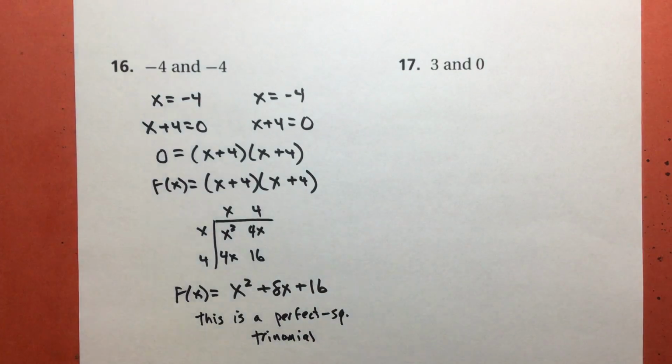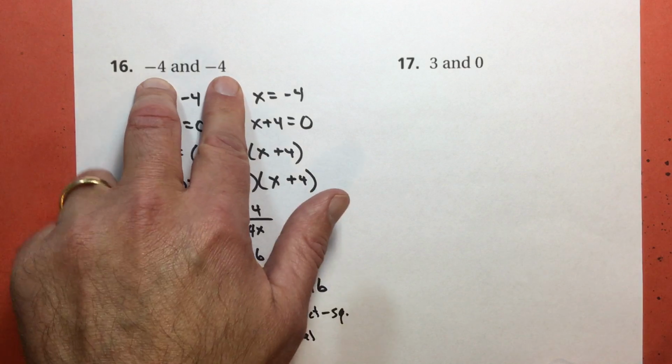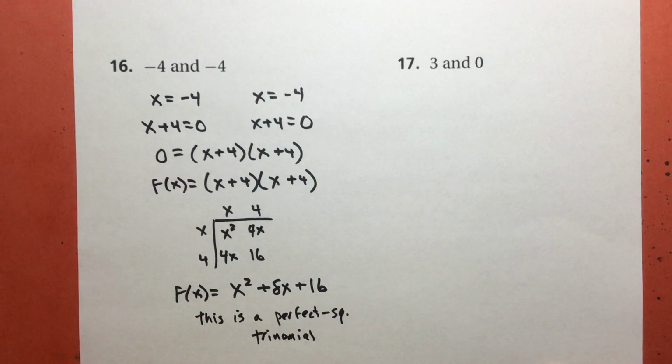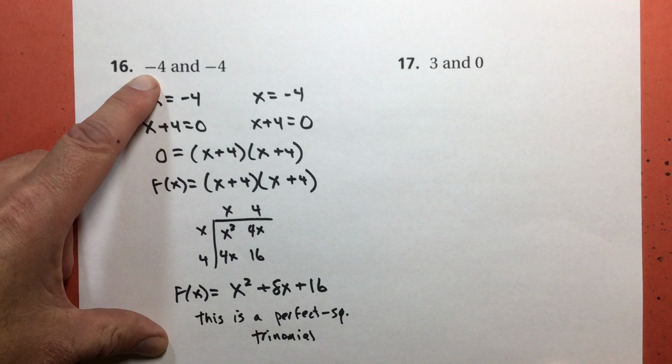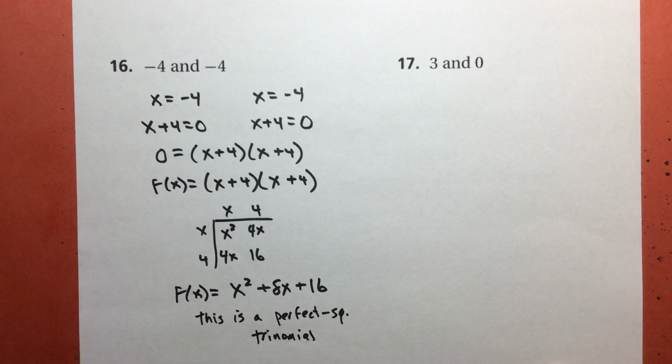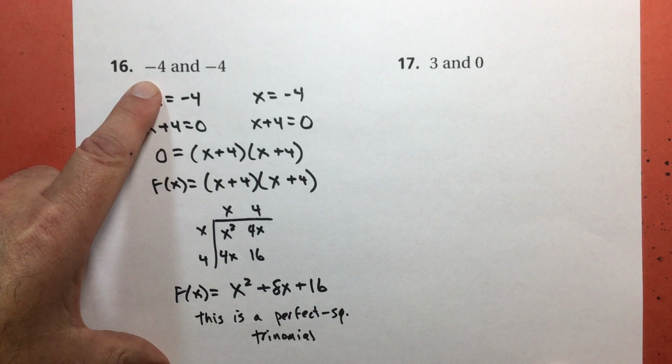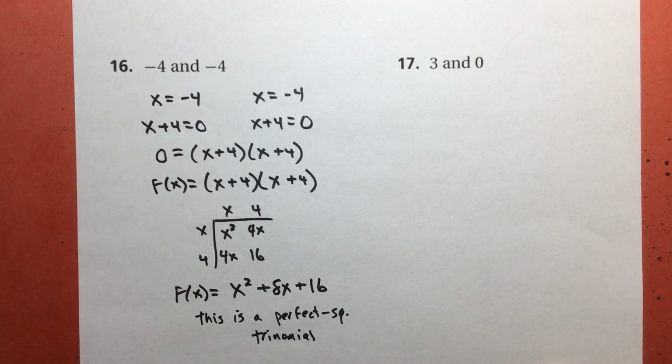How do I know it's a perfect square trinomial? Because I started off with two equal zeros, so I ended up with the perfect square. This is x times x, this is 4 times 4, and this is 4x plus 4x. So if I recognized that I was going to end up with two of the same zeros, or two of the same roots, I might remember that I'm always going to end up with a perfect square trinomial.